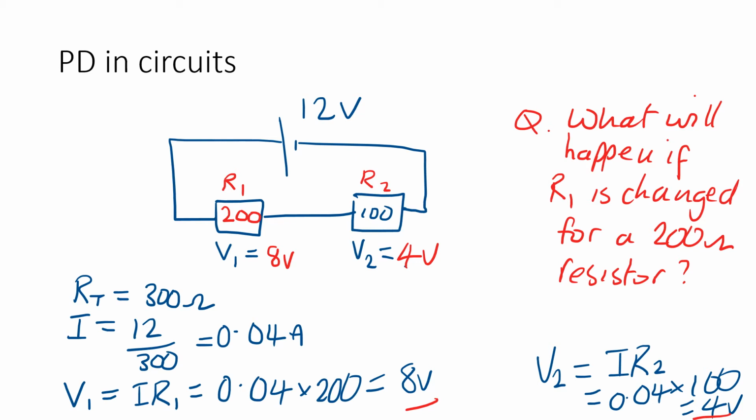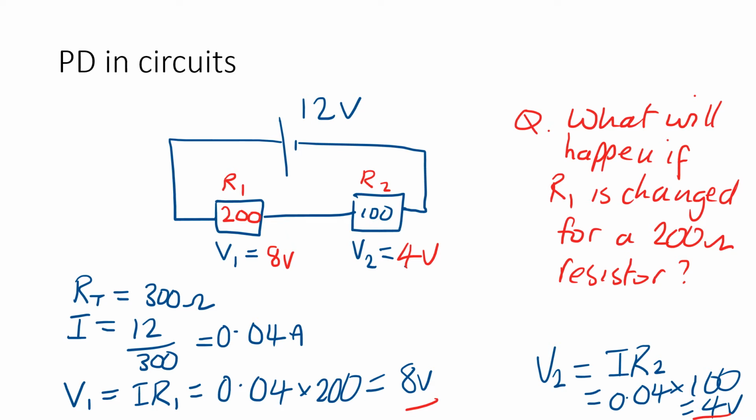So the total resistance is 300 ohms. The current in the circuit is V over R total, 12 divided by 300, which is 0.04 amps. V1 is IR1, which is 0.04 times 200, which equals 8 volts. And V2 equals IR2, which is 0.04 amps times 100 ohms, which is 4 volts. So we've calculated that we would get 8 volts and 4 volts.